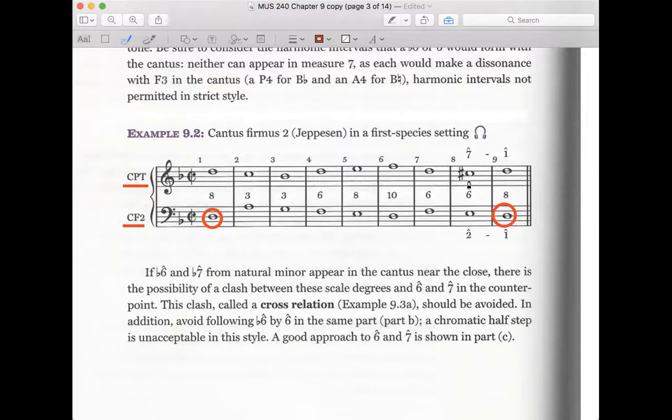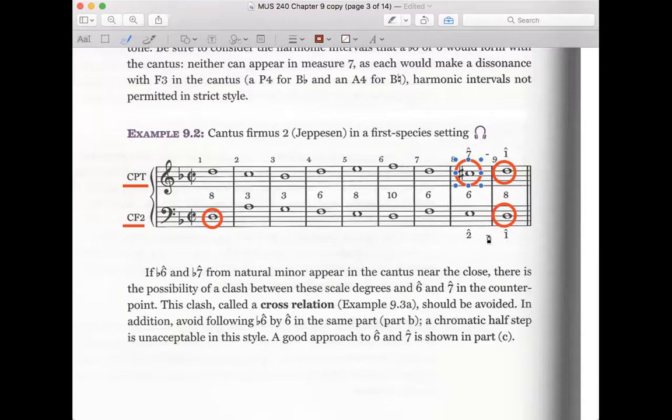Look at this, we have ti, do. But what do you notice in the minor mode? In order to have ti, do, of course, you know this already from your previous class, or at least you should, that in the minor mode, to have ti, do, you need to raise that 7th scale degree, right? Do, re, mi, fa, sol, la, ti, do.